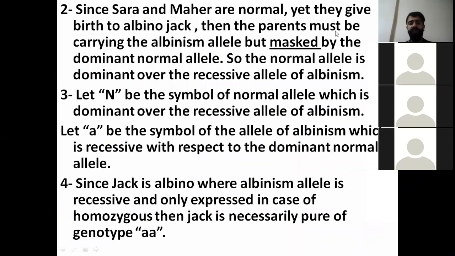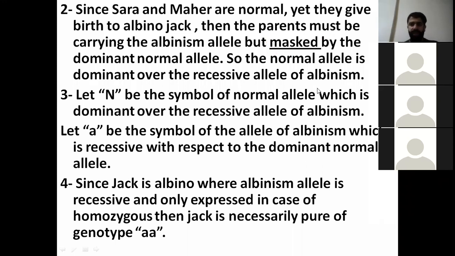So moving to the first part, determine the dominant and recessive allele. Since Maher and Sarah, they are normal, and they gave birth to an albino Jack, the parents must be carrying the allele of the albinism, but it is masked, yahsan, by the dominant normal allele. So they carry the allele of the disease, but it was masked. And it's a very important word, masked in the parents by the normal dominant allele. So the normal allele is dominant over the allele of albinism, which is recessive.